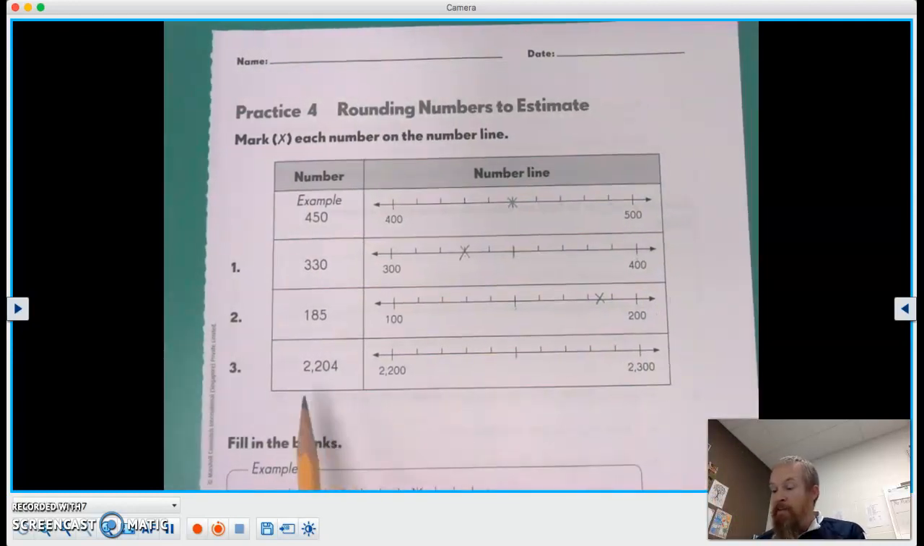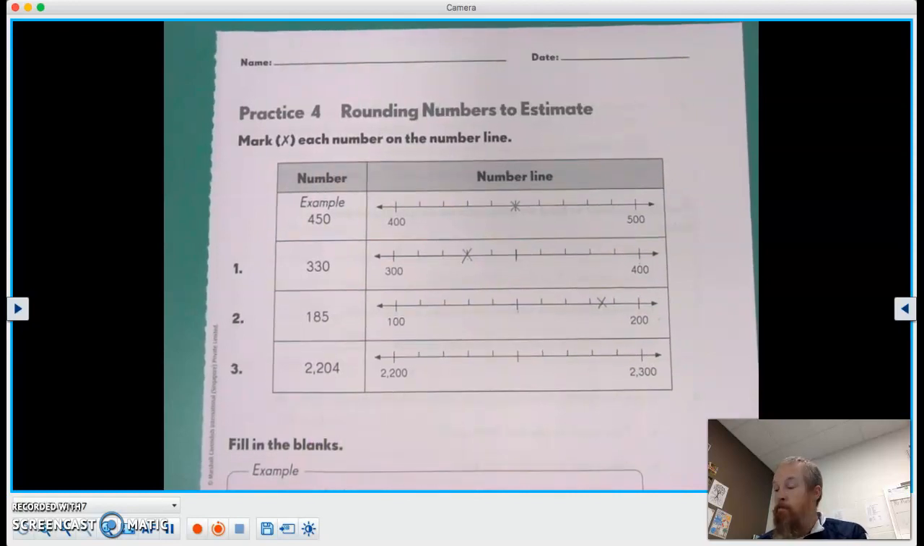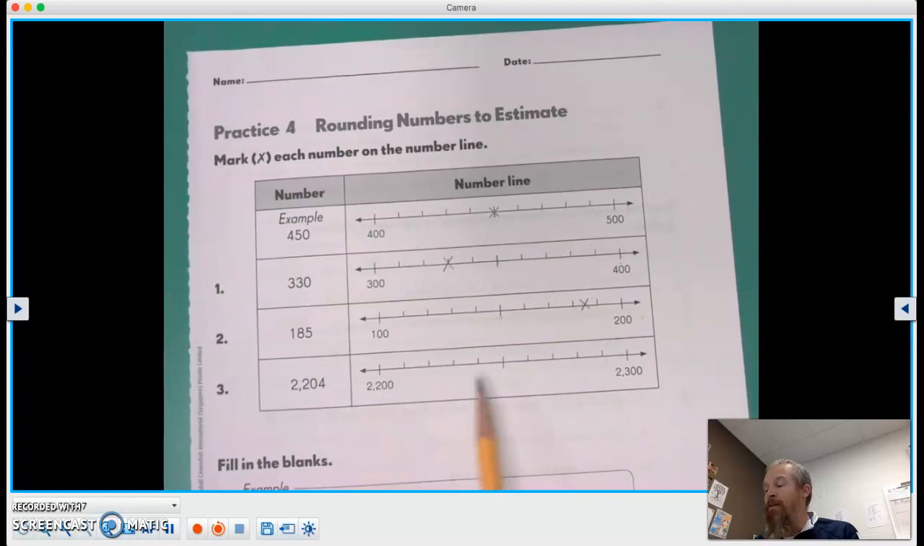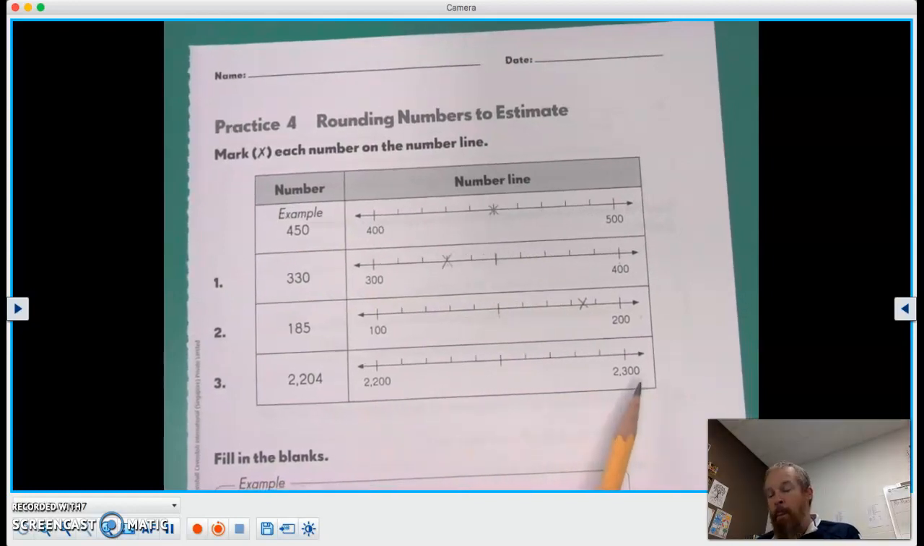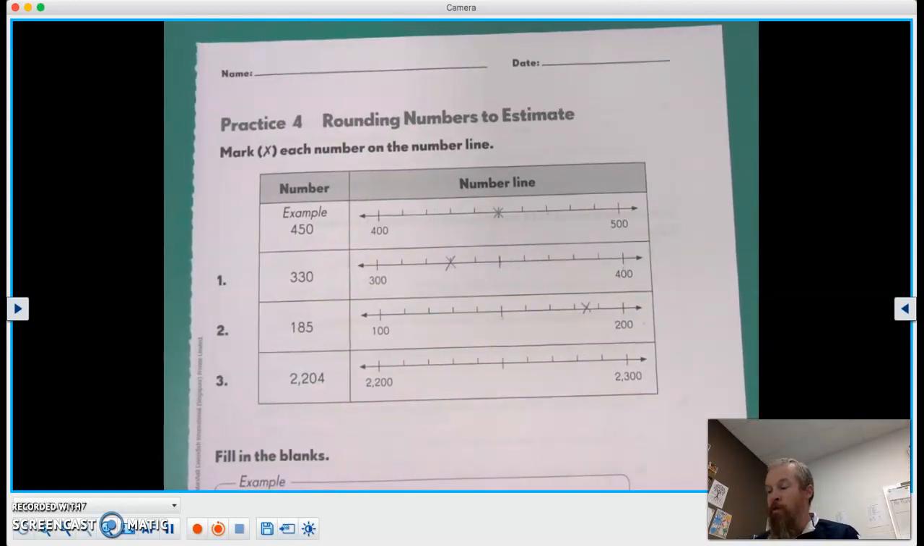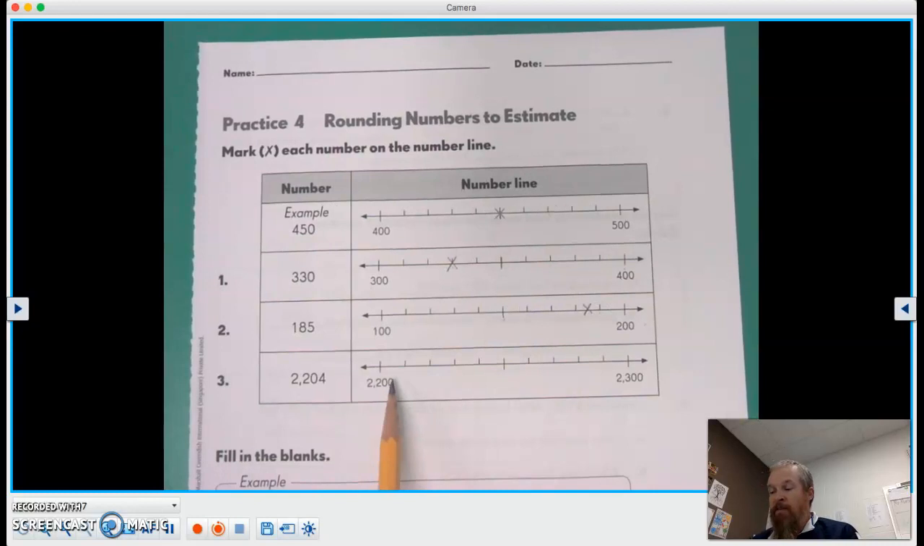Okay? This says 2,204. So, forget all about the 2000s. We can just say 200 and 300, right? Makes it a little bit easier. We still have to have that there, but we don't really need to think about that as much when we're doing this one. Each one of these marks is, again, worth 10. So 210, 20, 30, 40, 250, 60, 70, 80, 90, and 300.